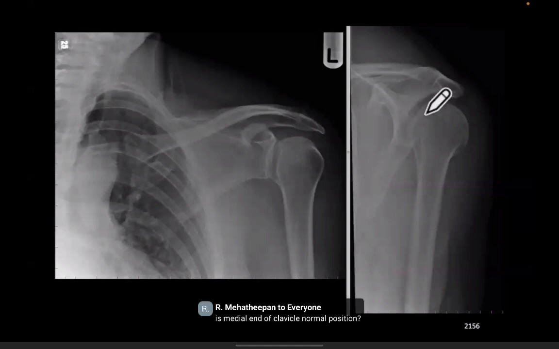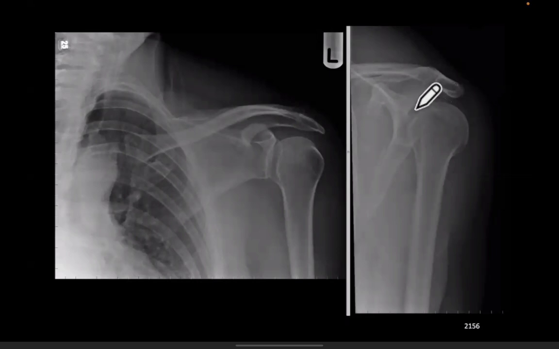There you go. So if you wanted to do the scapular Y projection, this is going posterior. There's the glenoid rim, and this articular surface is now posterior.